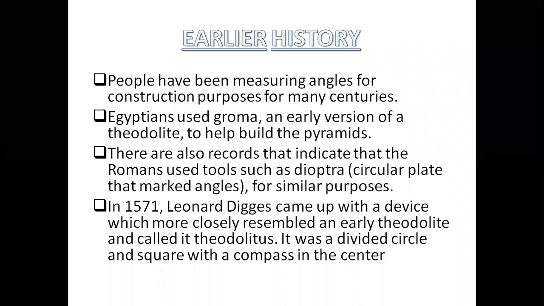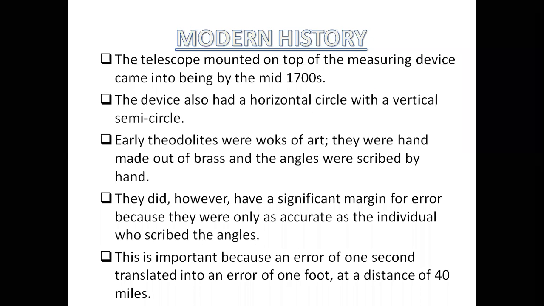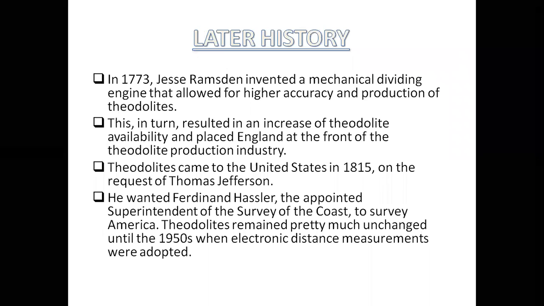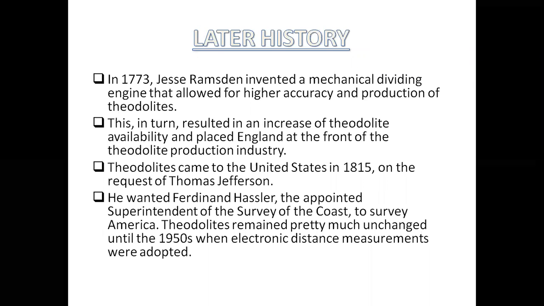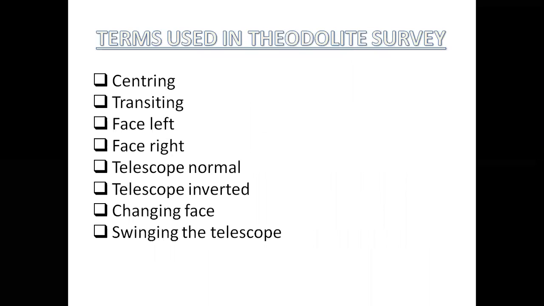So in earlier history, people were using the instrument, and its advanced stage is now the theodolite. This is earlier history, then modern history, and then later history, which we have discussed in the last lecture. Now we will discuss some terms used in a theodolite survey.